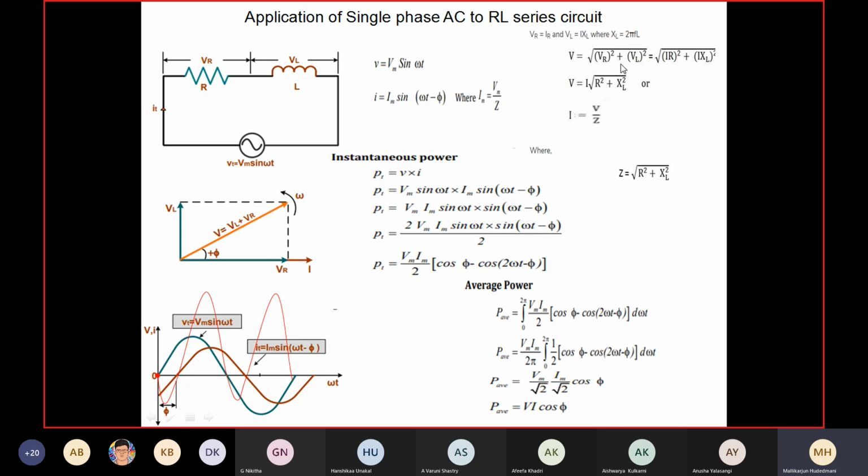If you just look at it here, V equal to under root VR square plus VL square, which is equal to IR square plus IXL square, which is equal to I outside, R square plus XL square, or I equal to V divided by Z. Then what is Z? Z equal to R square plus XL square under root. You learned something new here. You got to know from the basics, total of applied voltage is equal to voltage across the inductor and voltage across the resistor vectorially added. Then I got current possible is V by Z.